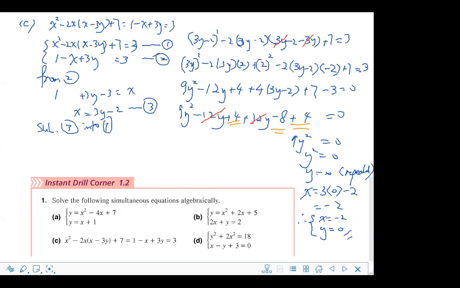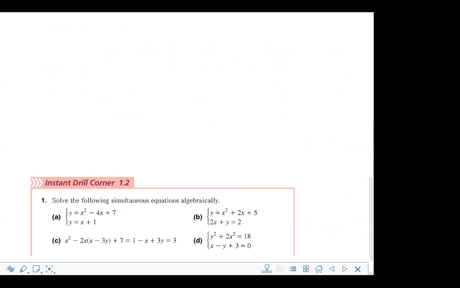I'm going to clear the board. Part D. So we have y squared plus 2x squared is equal to 18. Let me call this equation 1. And then x minus y plus 3 is equal to 0. Call this equation 2. So obviously, we should start with equation 2.